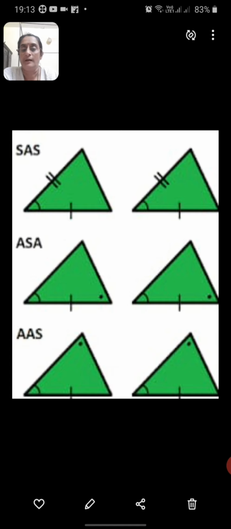Now go to the third one, the AAS rule. When two angles and a third side are equal in two triangles, you can call the two triangles congruent to each other. According to the AAS rule, the given two triangles are congruent to each other. We are going to solve a few questions in the first two exercises based on these three rules. So let us go to exercises 5.1 and 5.2.